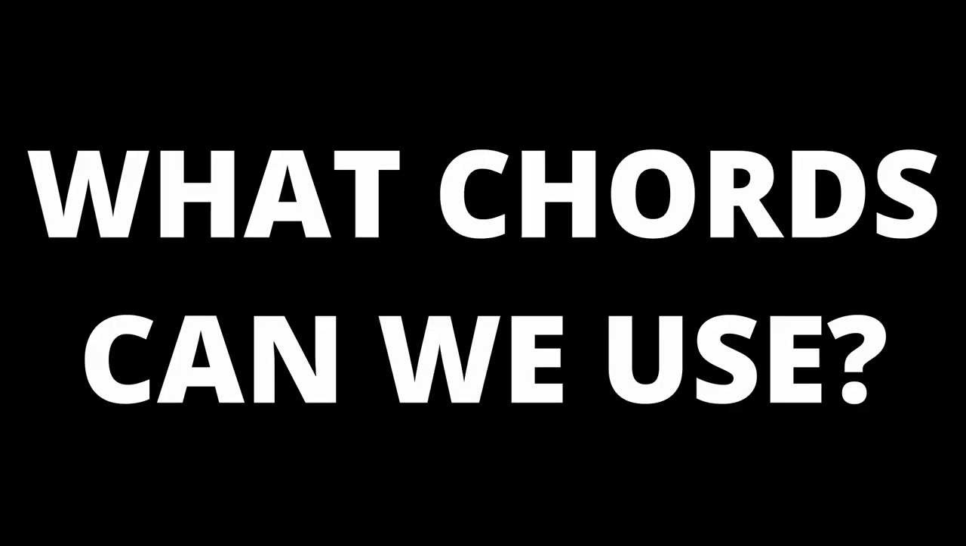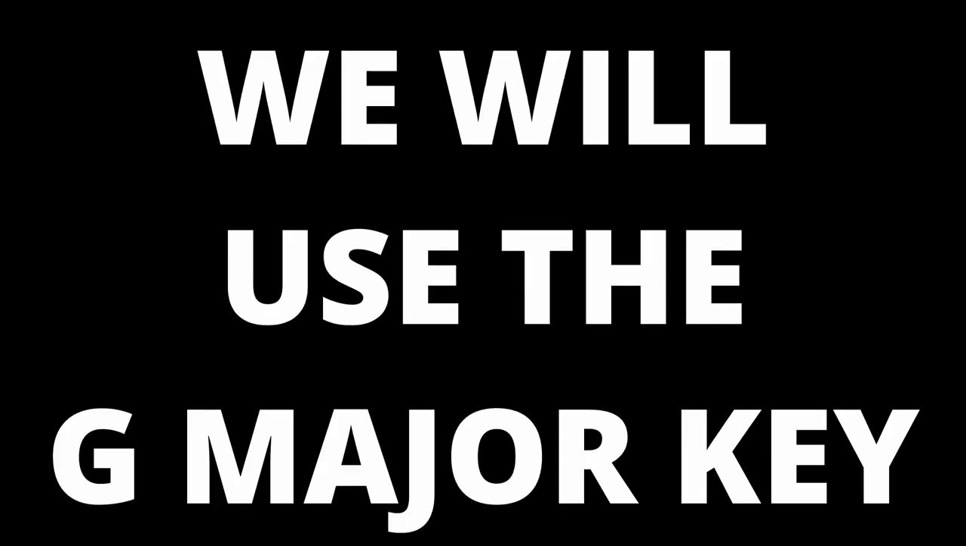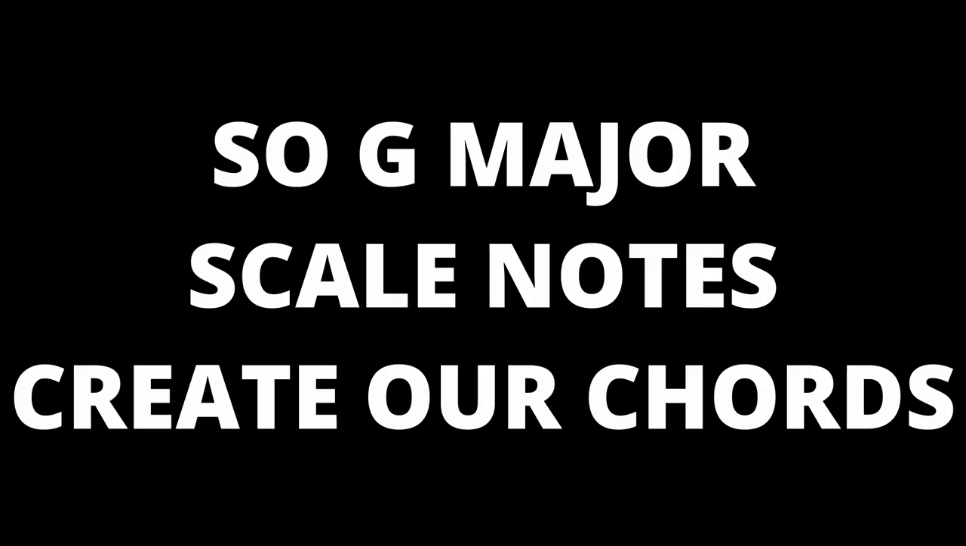The first thing we need to do is work out what chords we can use in a major key. The chords in a major key are created using notes from the major scale. Each chord is made up of three notes. This is why you may sometimes see them referred to as triads. In this video, we will use the key of G major for all of our examples. So let's use the G major scale to create our chords.